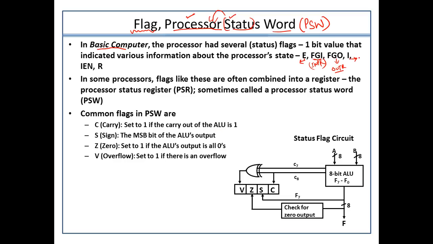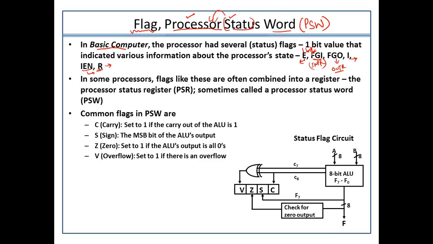I flag is there. I is usually the mode bit, right? IEN is there for interrupt enable. R is the interrupt kind of thing. So the point here is that these are only one bit, but depicting any particular status of either a register or any particular device, right? So this is the flag which is depicting the status.